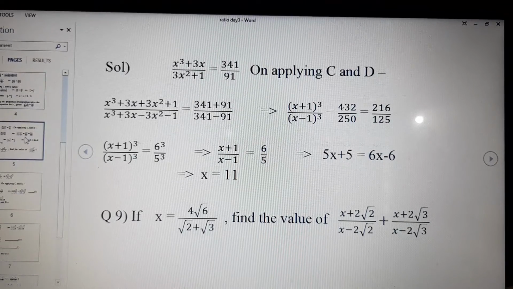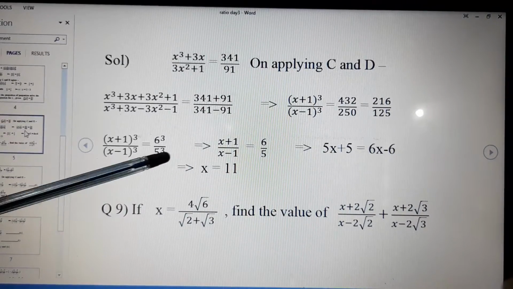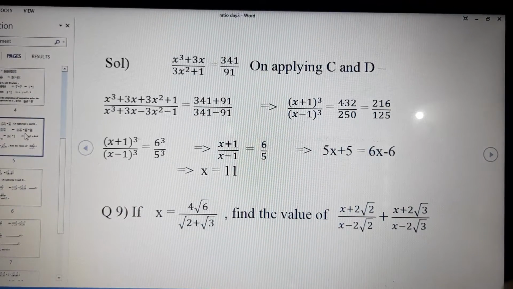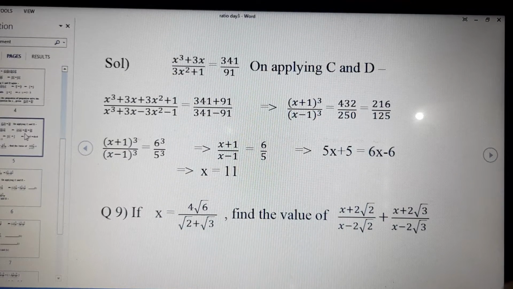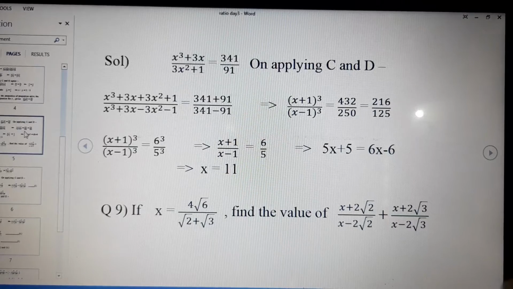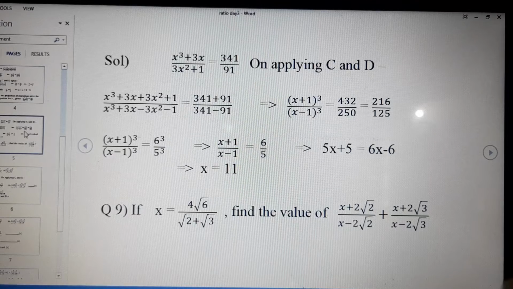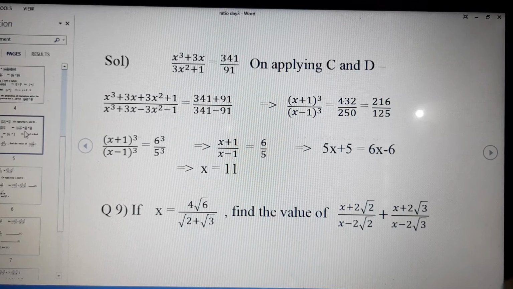216 can be written as 6 cube and 125 can be written as 5 cube. Both the sides we have cube. LHS is equal to RHS and exponents are equal, so bases will be equal. So cube and cube is on both sides, so we can remove cube and it will become x plus 1 upon x minus 1 is equal to 6 upon 5. If we do cross multiplication here, then 5x plus 5 is equal to 6x minus 6. And if you solve it further, you will get x is equal to 11.